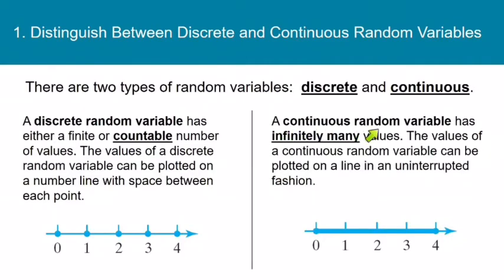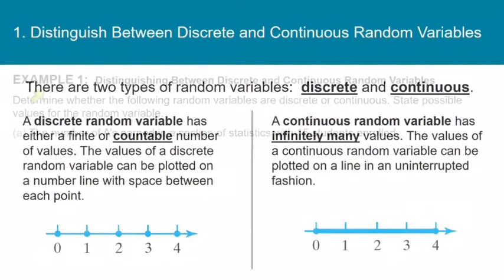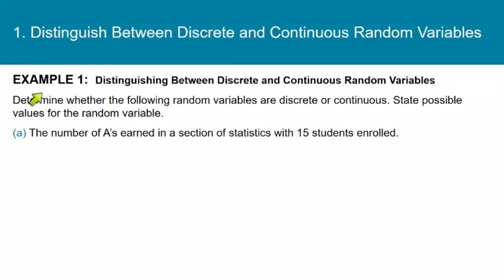And then a continuous random variable has infinitely many values possible. The values of a continuous random variable can be plotted on a line in an uninterrupted fashion. So where the discrete random variable had to jump from one value to the next, with the continuous variable, any value would be possible.